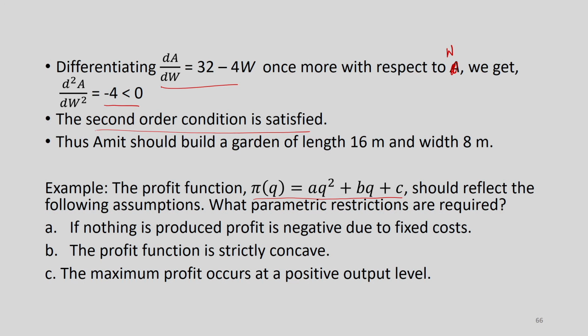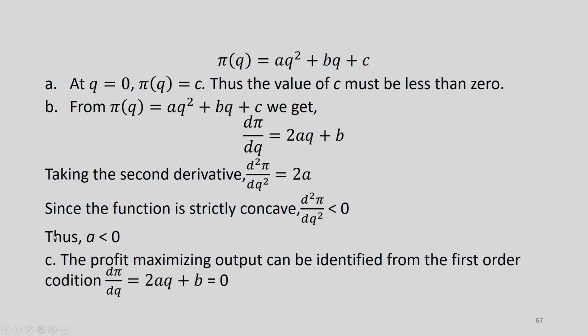First one, if nothing is produced, profit is negative due to fixed costs. This should not be very difficult to do. So, I have to find out what is the profit when nothing is produced, and whatever quantity we obtain should be less than 0, right, because of fixed costs. Okay, so, that is the thing that we want to apply here.